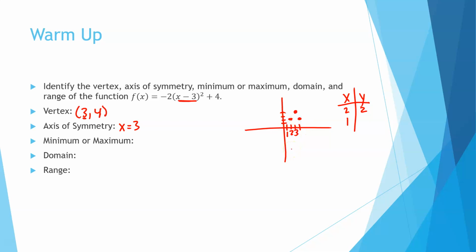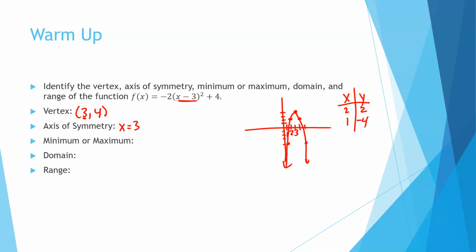If I plug in 1, I do 1 minus 3 is negative 2 squared is 4 times negative 2 is negative 8 plus 4 is negative 4. So at 1, I'd have a point at negative 4, which means also at 5. So this is a picture of it if you want the visual, plus it's good practice graphing.